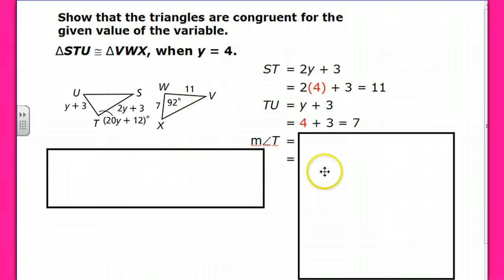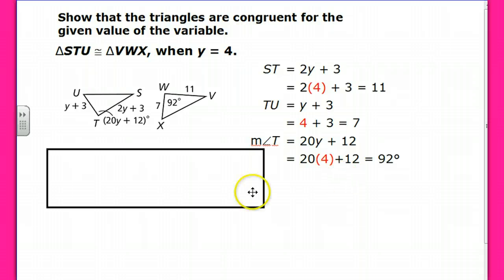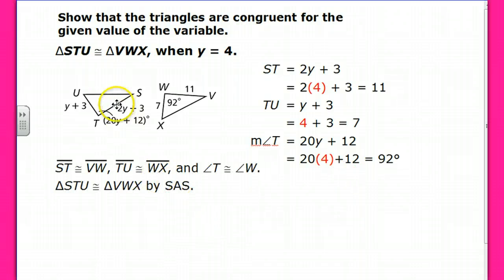So let's plug it in. Let's plug 4 into the expression for the angle T, and when we do, we find that that angle does indeed equal 92 degrees. Therefore, we can say these two triangles are congruent by SAS.